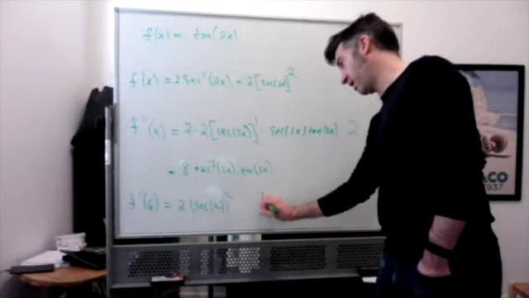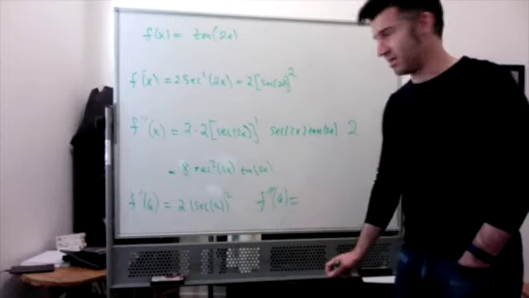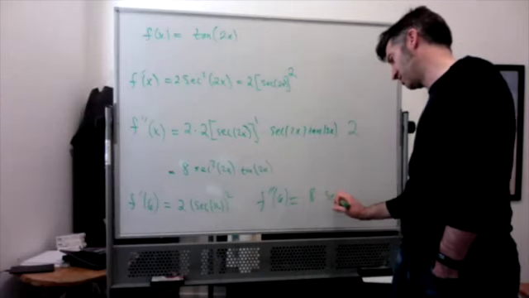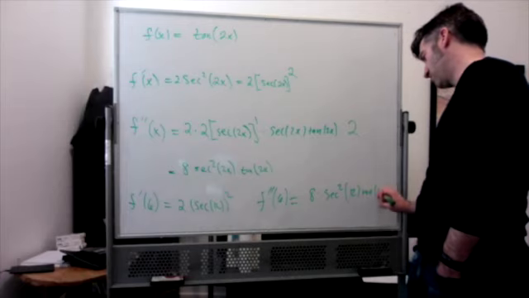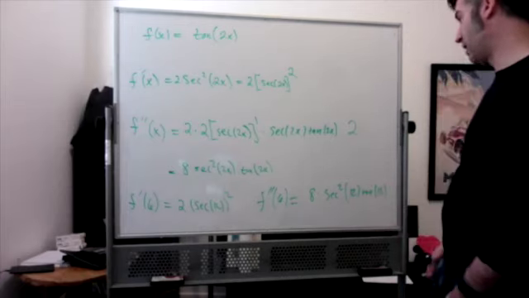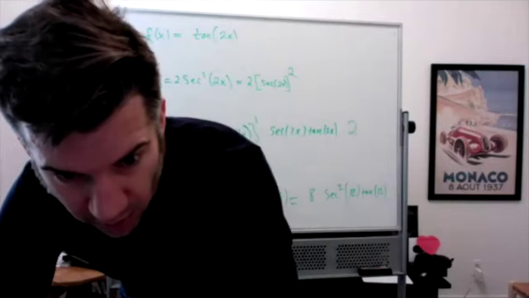If I was asked to find f double prime of 6, equally not very nice, right? You're going to plug in 6 and you get 8 times secant squared of 12 times tangent of 12. Yeah, kind of gnarly looking. Let's see here. Okay, sorry, let me do one thing before I forget.